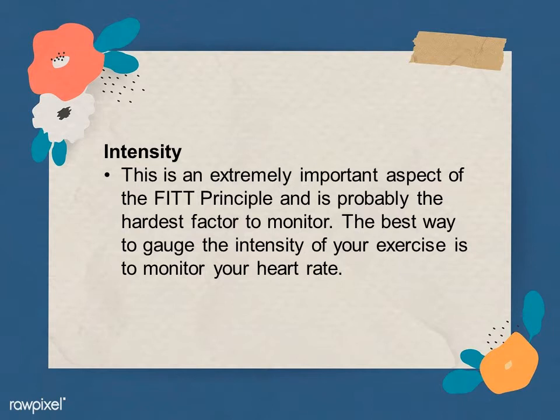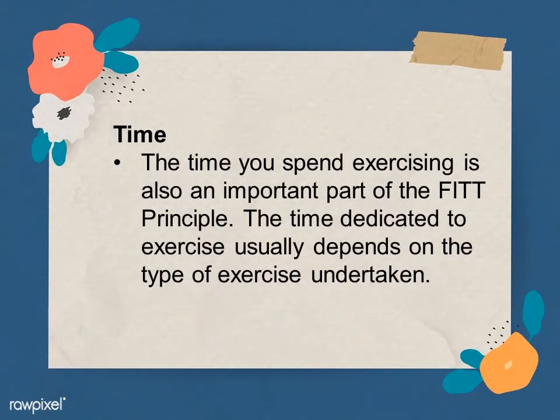Intensity is an extremely important aspect of the FITT principle and is probably the hardest factor to monitor. The best way to gauge the intensity of your exercise is to monitor your heart rate. The time you spend exercising is also an important part of the FITT principle. The time dedicated to exercise usually depends on the type of exercise undertaken.